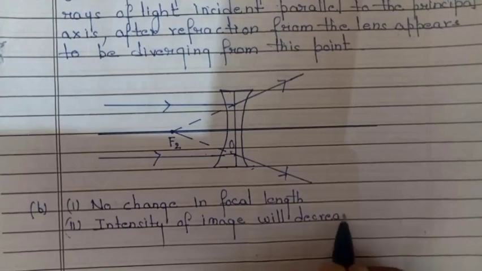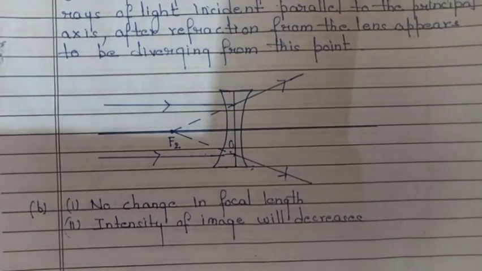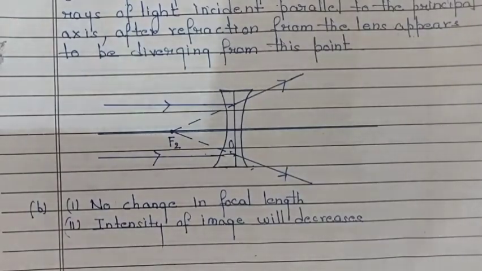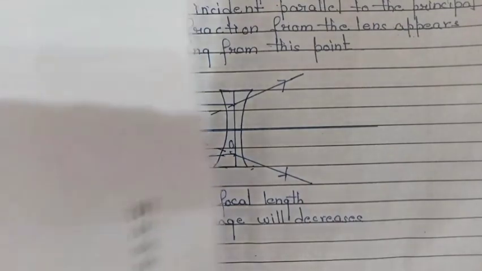That means you will be getting an image that will be less bright. Intensity will decrease. That means you will be getting an image which is less bright. This is clear to you now? Okay, now moving on to the next part, C part.